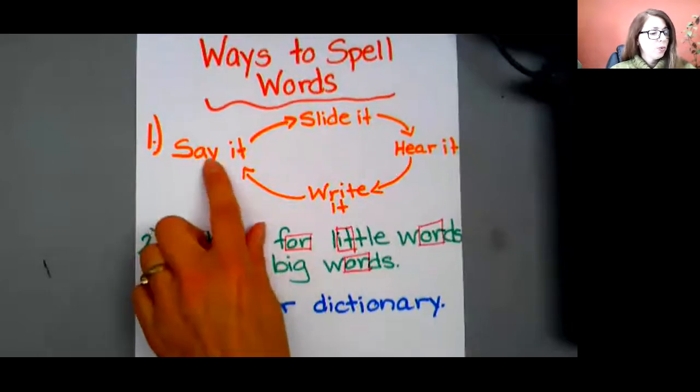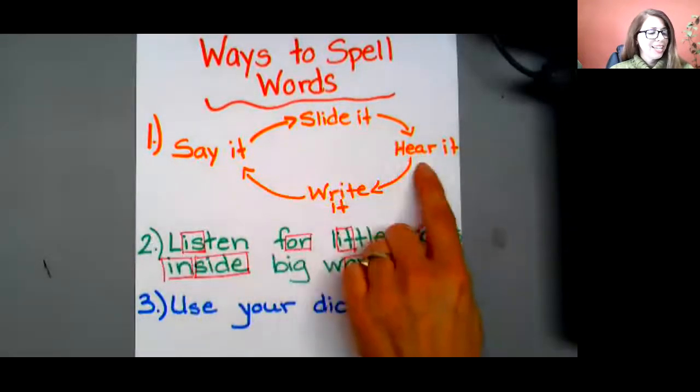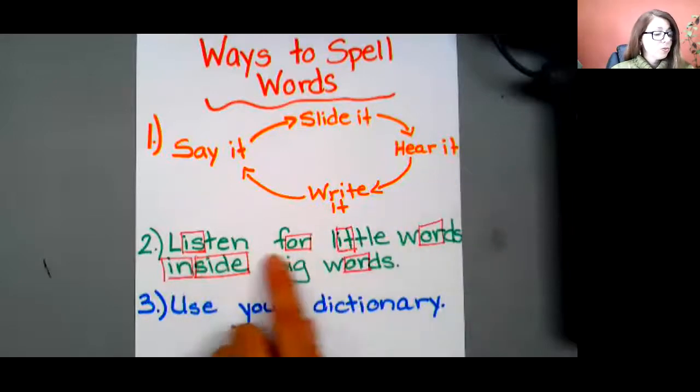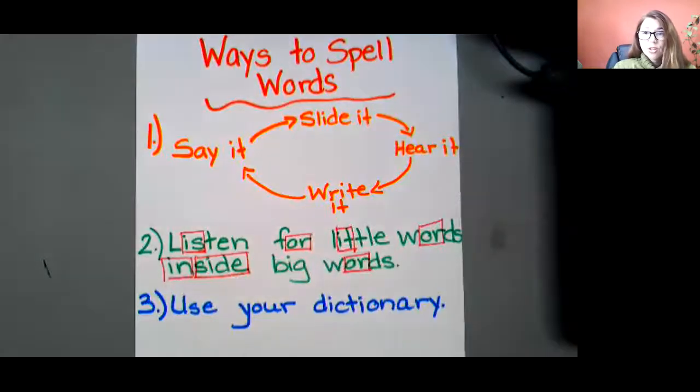So remember to say a word, slide your finger under it, listen for the sounds and write what you hear. Remember to listen for little words inside big words, and remember that you always have a dictionary that you can use.